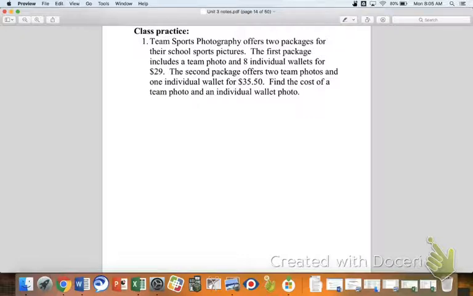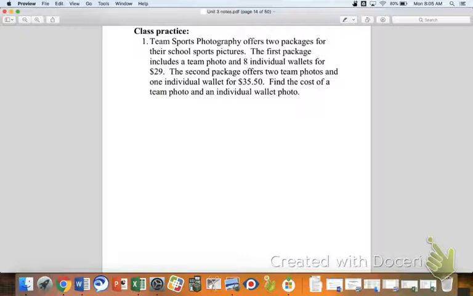Okay? The first piece is really simple. Just read this thing like a story and try to understand what's happening. Okay? So I'll read it out loud for those of you that want to hear it. Read with me. It says, Team Sports Photography offers 2 packages for their school sports pictures. Can you identify with this, anyone? Doesn't this happen with every sports team? Oh, yeah. Okay. The first package includes a team photo and 8 individual wallets for $29.